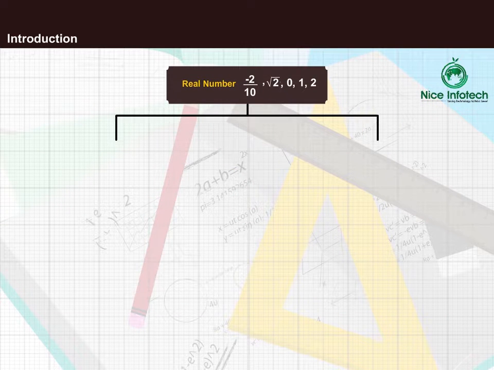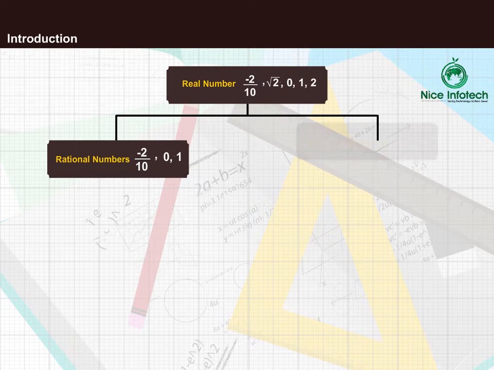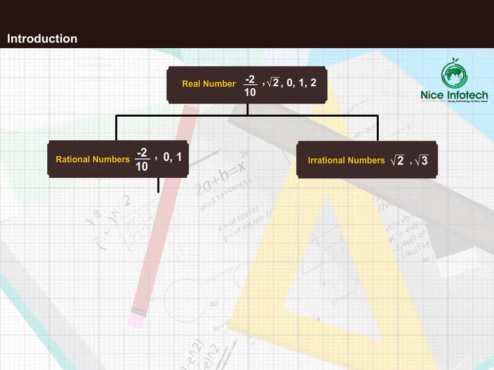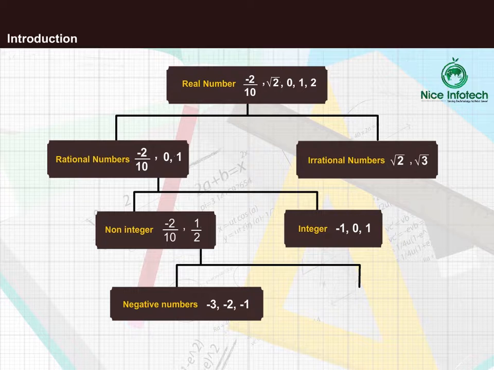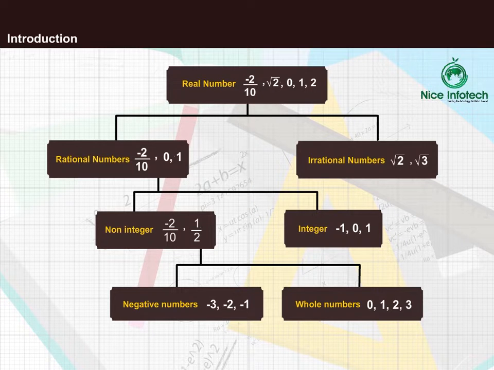Look at the flowchart. Real numbers are divided into two categories: rational numbers and irrational numbers. The rational numbers are further divided into two categories. Finally, integers are divided as the negative numbers and the whole numbers. All of these numbers are given with some examples. You can carefully observe them.